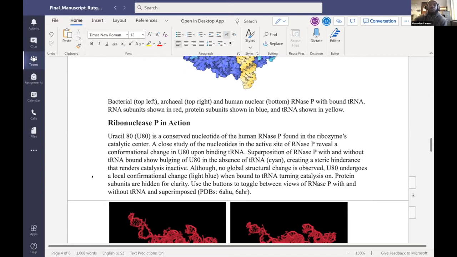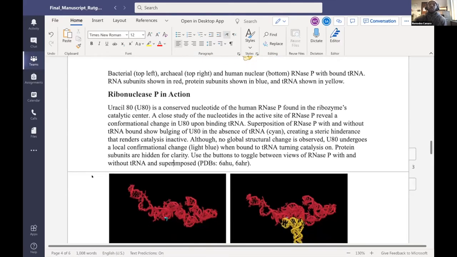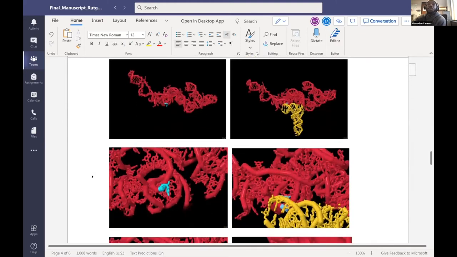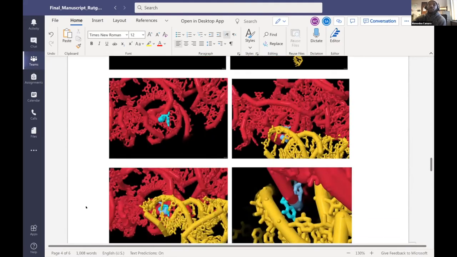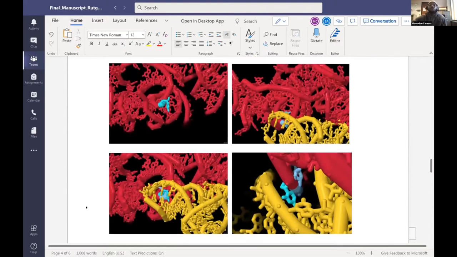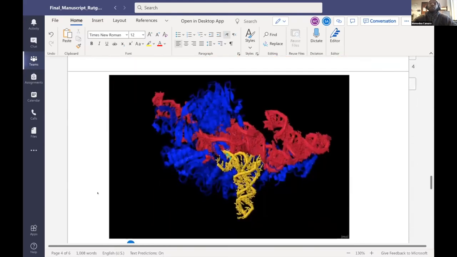Protein subunits are hidden for clarity, and you can use the button to toggle between views of RNase P with and without tRNA and superimposed. At the bottom are the pictures of RNase P with and without tRNA, with zoomed-in regions of the U80, which is found in the catalytic center of the ribozyme. And if you scroll to the bottom, you would see the full picture of RNase P with the protein, tRNA and RNA.